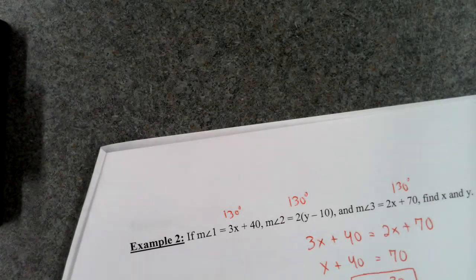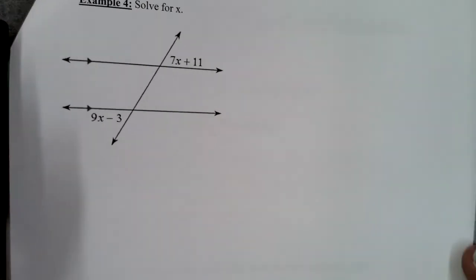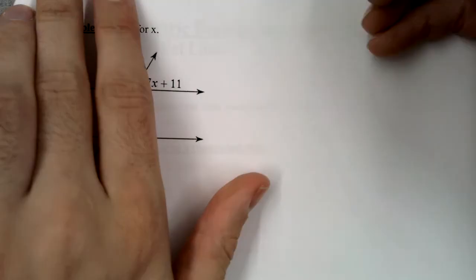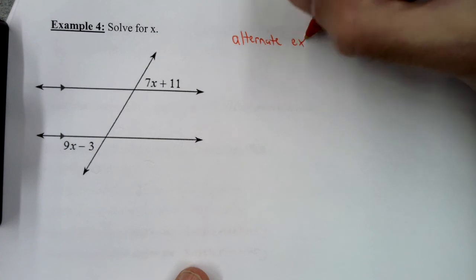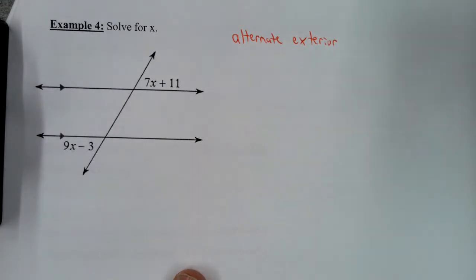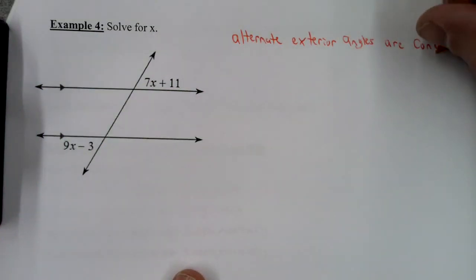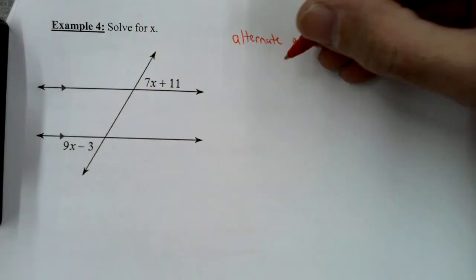Okay, last page. Solve for x. Now, first think back to the first page, and see what kinds of angles you have. So these are alternate exterior angles. So I'm going to write that alternate exterior angles are congruent. You don't have to write that. I'm just writing that down so you see what I'm doing. But they're congruent, so I'm going to set them equal because their measures are equal.